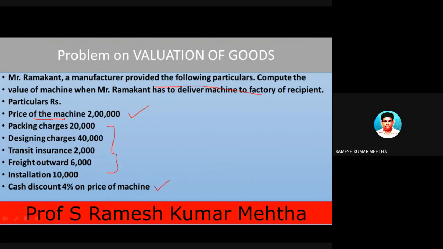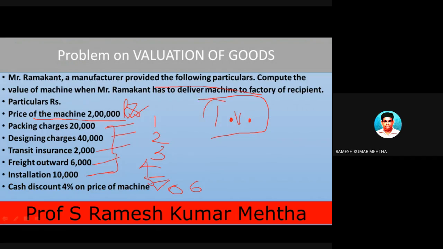The price he's assuming is 2 lakh rupees, but he has not included these items 1, 2, 3, 4, 5, and 6. These items are not considered for finding out the transaction value, because as I already told, if there is a supply of goods or services to an unrelated person, and the price is the sole consideration, in such a case the transaction value is the value on which we are going to levy the GST.